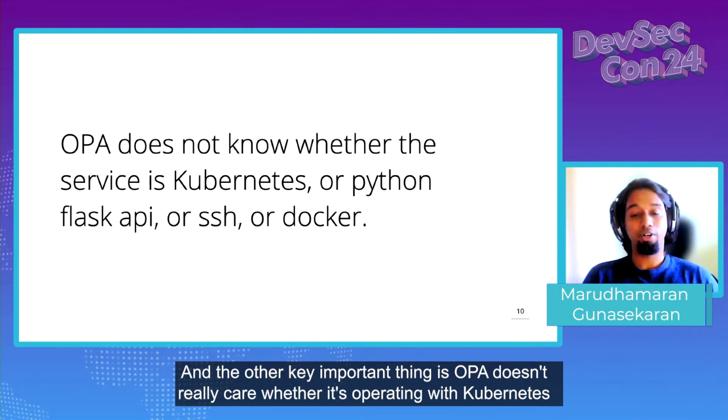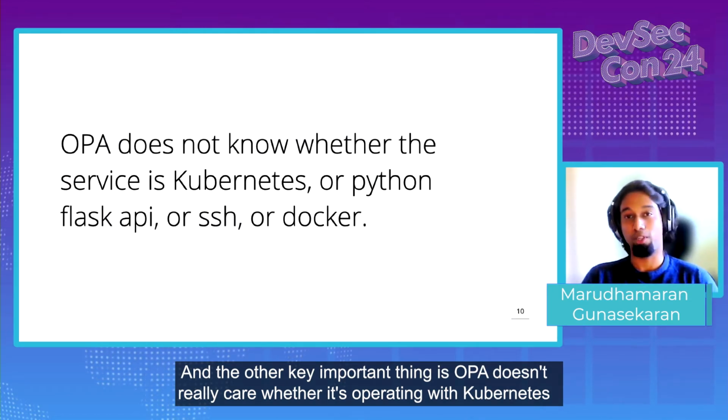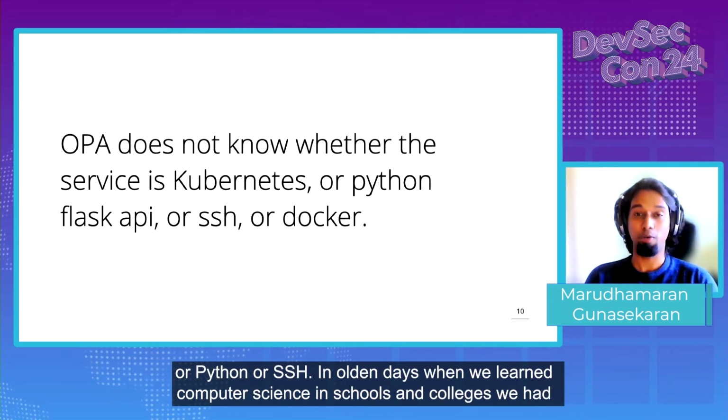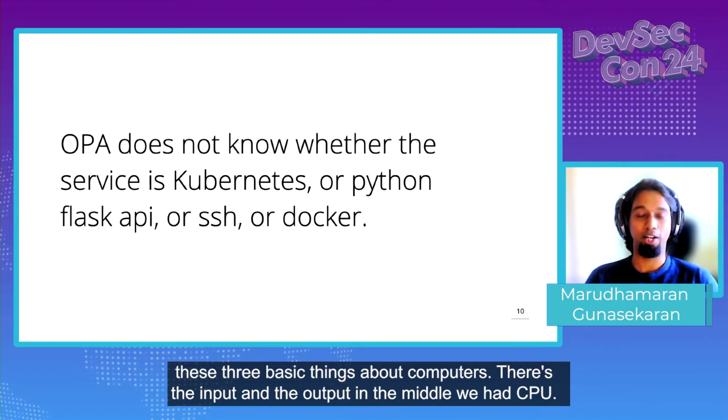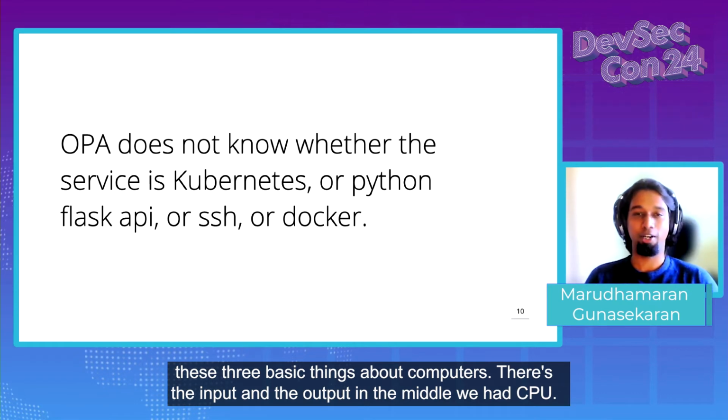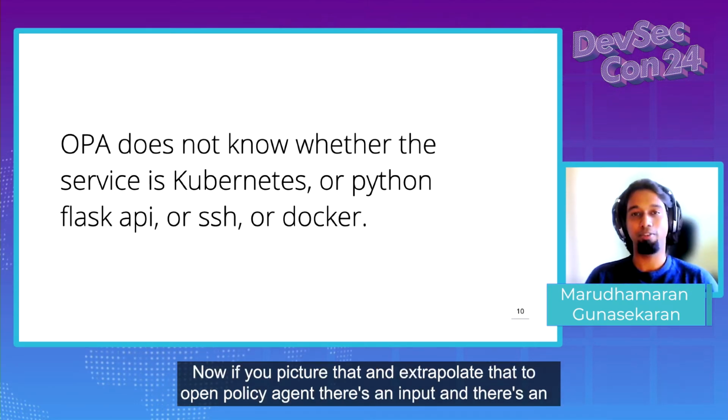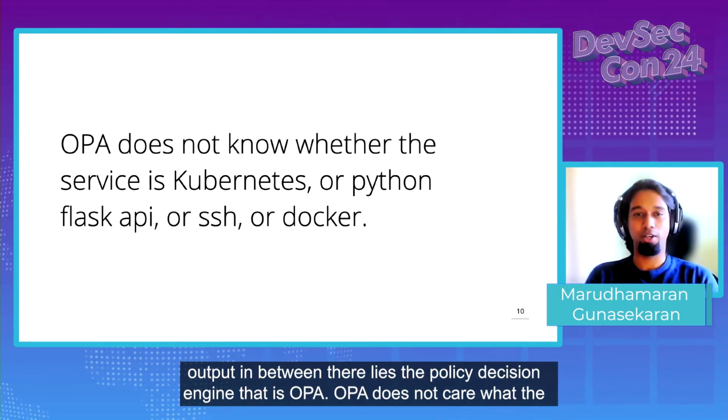The other key important thing is OPA doesn't really care whether it's operating with Kubernetes or Python or SSH. In olden days, when we learned computer science in schools and colleges, we had these three basic things about computers. There's the input and the output. In the middle, we had the CPU. If you picture that and extrapolate that to Open Policy Agent, there's an input and there's an output. And in between lies the policy decision engine, that is OPA.